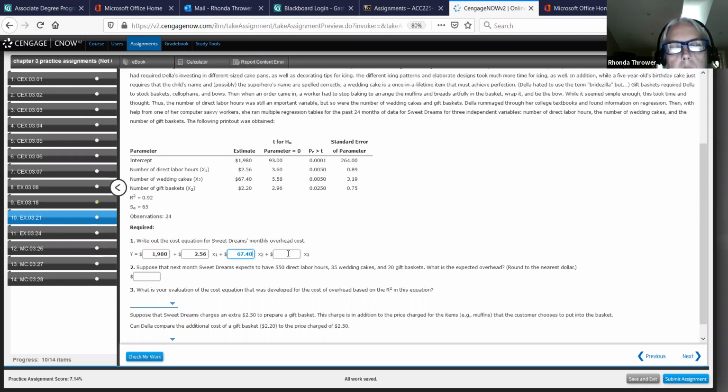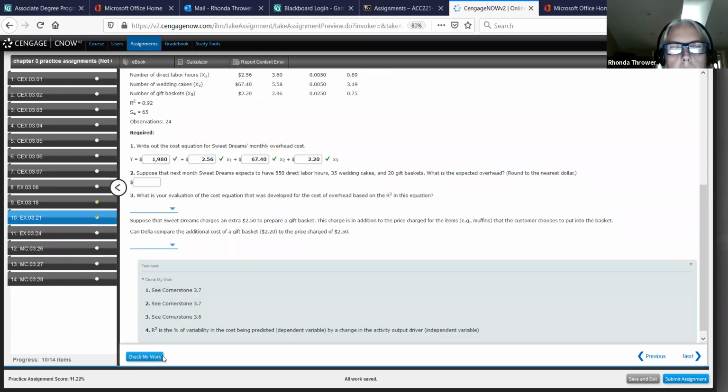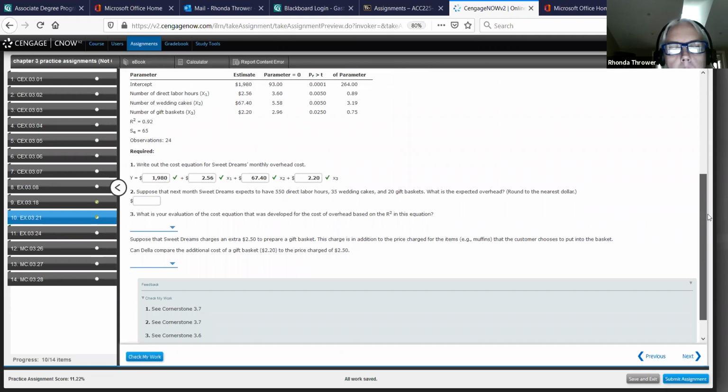The number of gift baskets was $2.20 times X subscript 3, which would be the number of gift baskets. So this would be an example of how the formula would be written out. And I'm going to click check my work just to make sure I've got everything in there like they wanted.